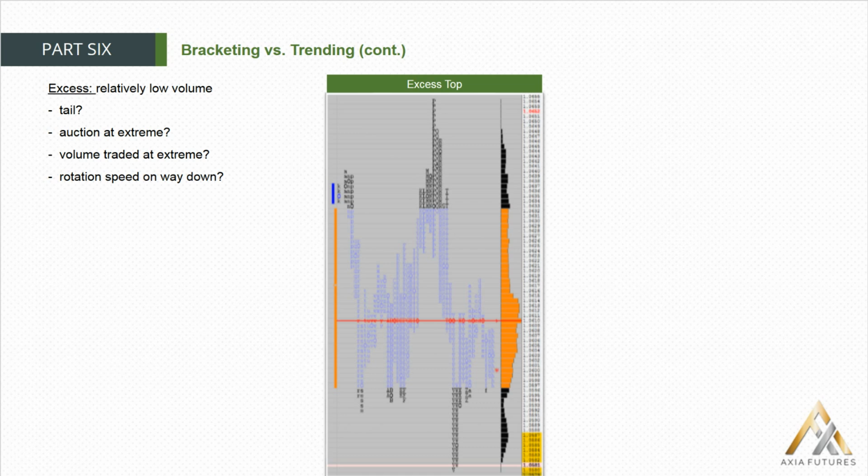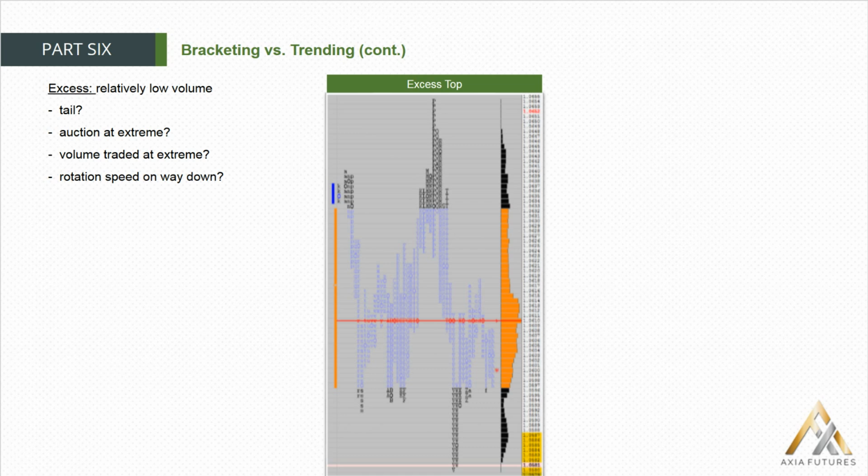Then note the volume at the extreme. In the first example, with a loss of momentum, we saw a lot of two-way trade. In this example, in the top quartile, or in the higher prices, we would have seen a real lack of volume being facilitated between buyers and sellers. Why? Because the buyers got shut down very quickly. There was a lack of interest from buyers to be buying at higher prices, and sellers quickly took advantage of those higher prices. Thus, we wouldn't have had as much two-way trade as we would have had in the first example. And then the rotation and the speed on the way down.